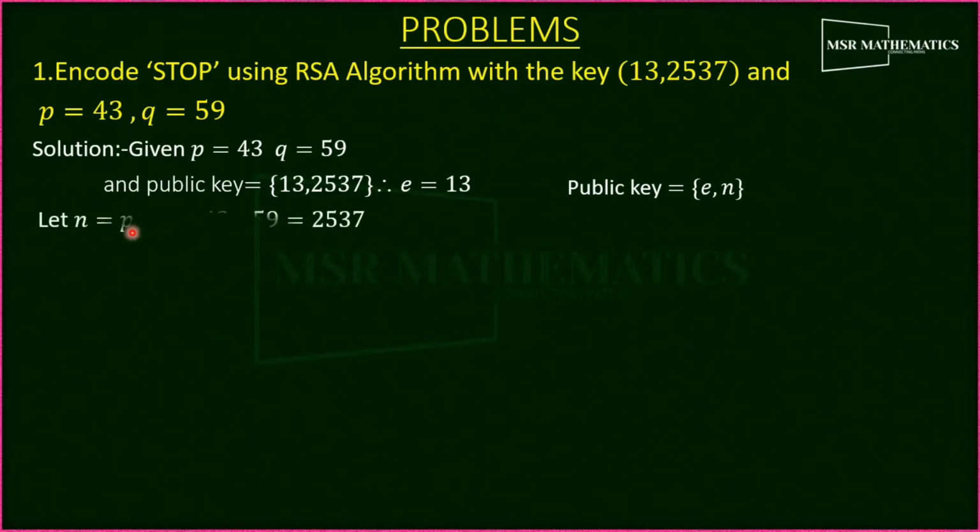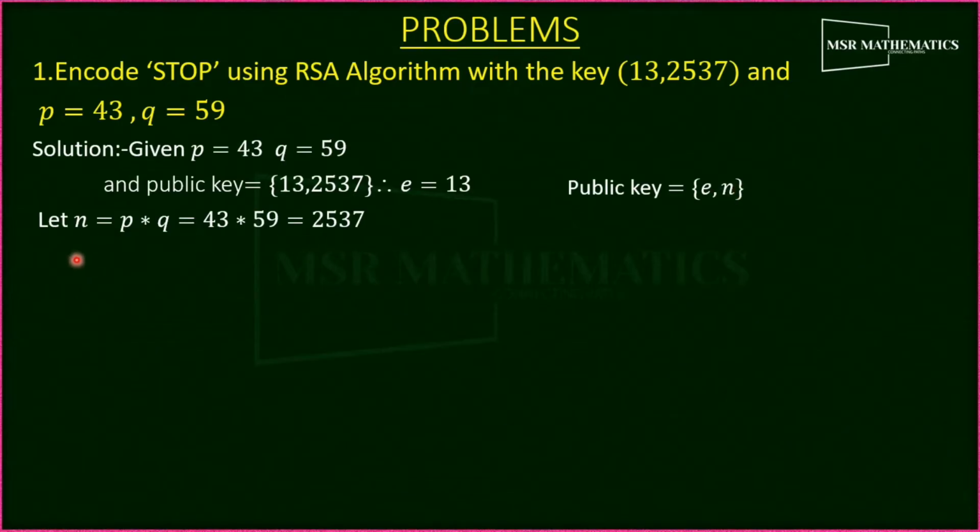Next, take the n value. Here n is equal to p times q. Multiply p and q. Here p is 43 and q is 59. Therefore we get 2537. That value is our n. We can directly write the n value as 2537, because with the help of the formula, the public key is (e, n). Here e is 13 and n is 2537.